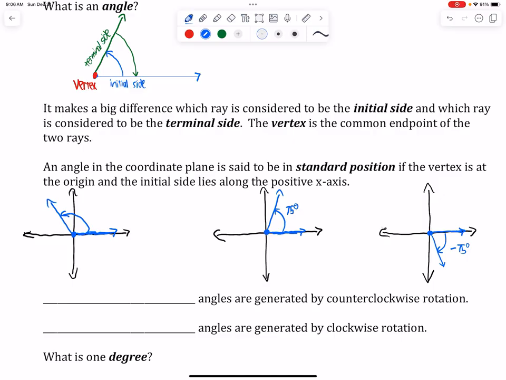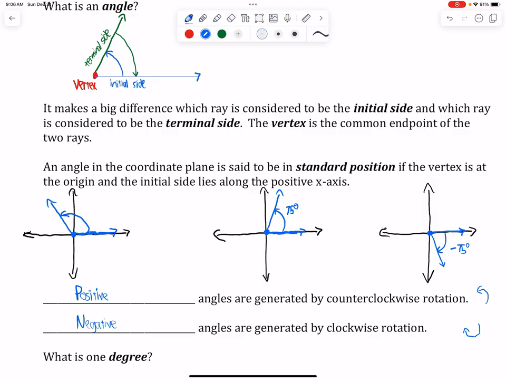When you rotate in the counterclockwise direction, you get positive angle measurements. And when you rotate in the clockwise direction, you end up with negative angle measurements. So when you're thinking of signs of angles, all that tells you is the direction of rotation. Counterclockwise rotation, rotating in this direction, that's a positive angle measurement. Clockwise rotation, rotating in this direction, that's a negative angle measurement.